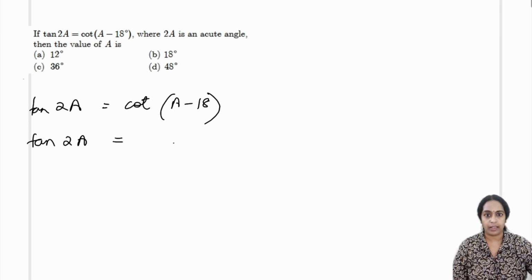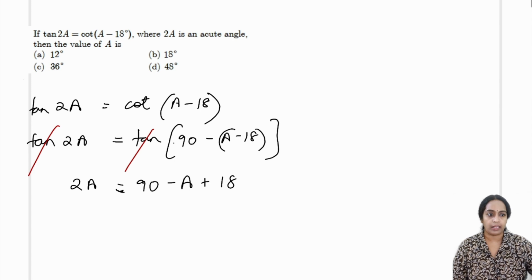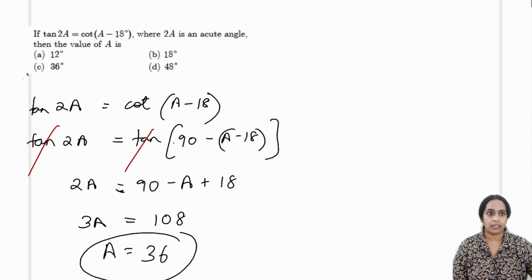So again we have the complementary angles formulas. Cot theta will be tan of 90 minus theta. So this is going to be tan of 90 minus a minus 18. So now we can cancel tan on either side of the equation. So 2a will be equal to 90 minus a minus of minus plus 18. So this minus a we can take it to the left hand side. 3a will be equal to 90 plus 18, which is 108. So a will be 36 degrees. So which is option C is the correct answer.